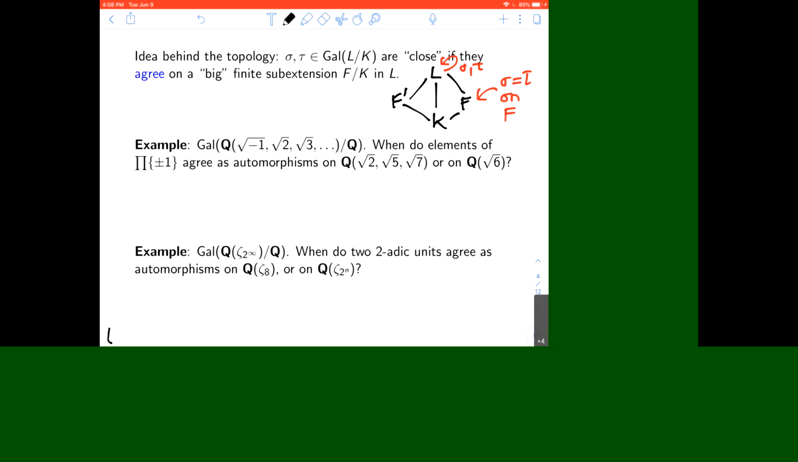So let's take a look at the examples that we had from before, adjoining all the square roots. And we saw that the Galois group is just using plus or minus signs on the independent square roots of minus one and the square roots of the primes. All the other square root behavior, like root 10, root 105, is all determined by what happens to the square root of the primes and the square root of minus one. So when we talk about automorphisms agreeing, what would it mean if I say automorphisms should agree on the finite extension Q adjoin root 2, root 5, root 7? So let's write down here some signs.